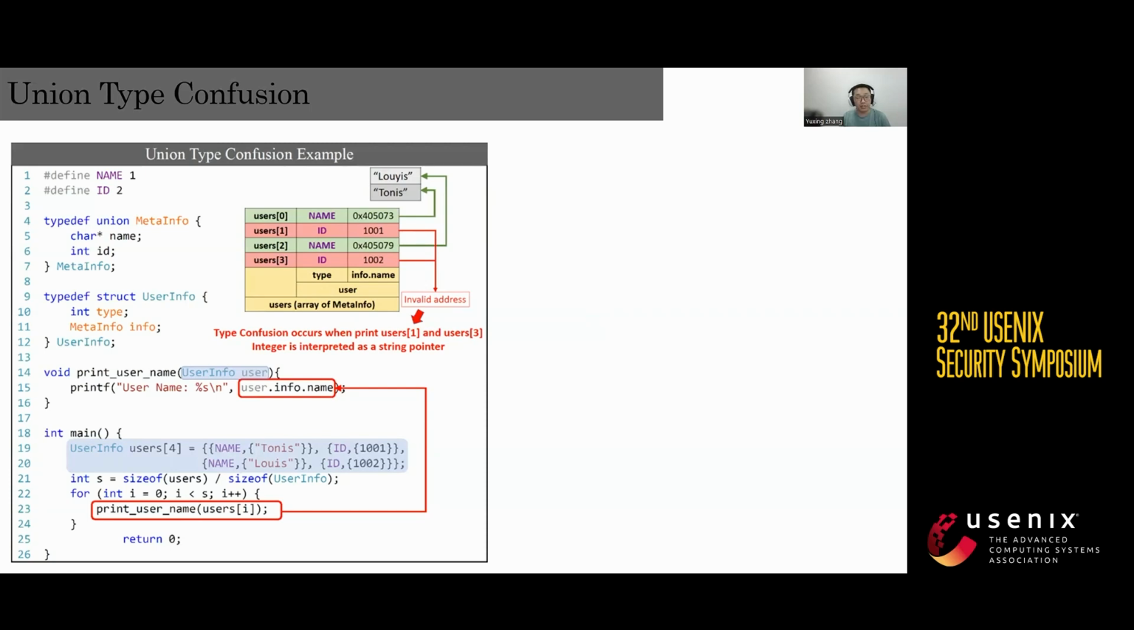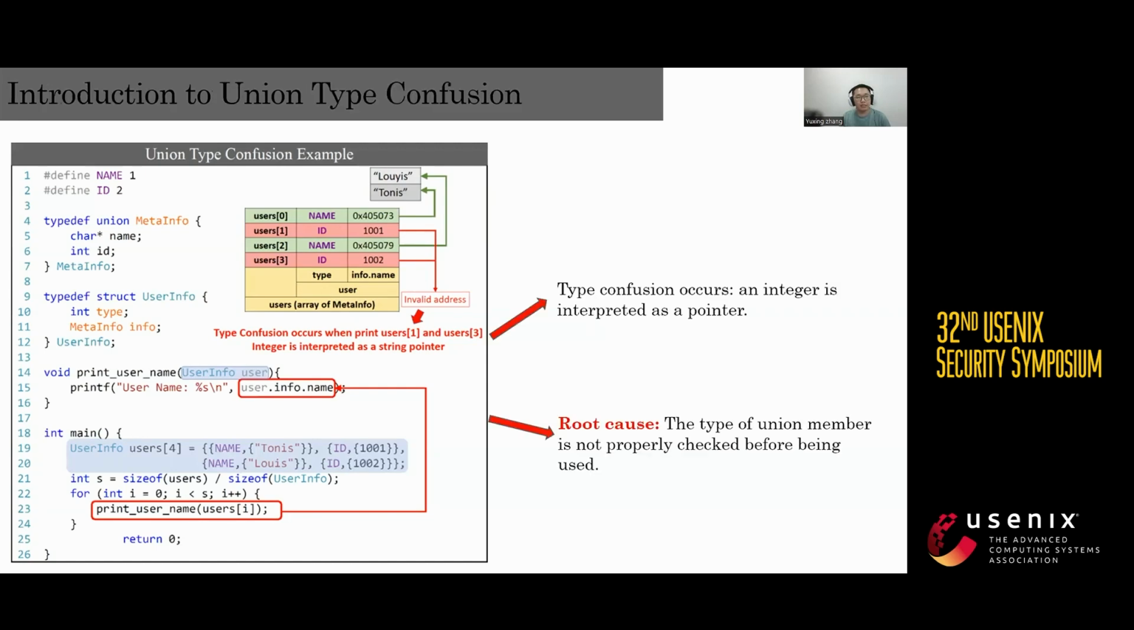Nevertheless, there is a point of concern in line 23, where the code straightforwardly treats each entry as a name entry and prints it as a string pointer in line 15. So this is a simple unit type confusion which could trigger a program crash. The type confusion occurs because an integer is interpreted as a pointer, and the root cause is that the type member is not properly checked before being used.